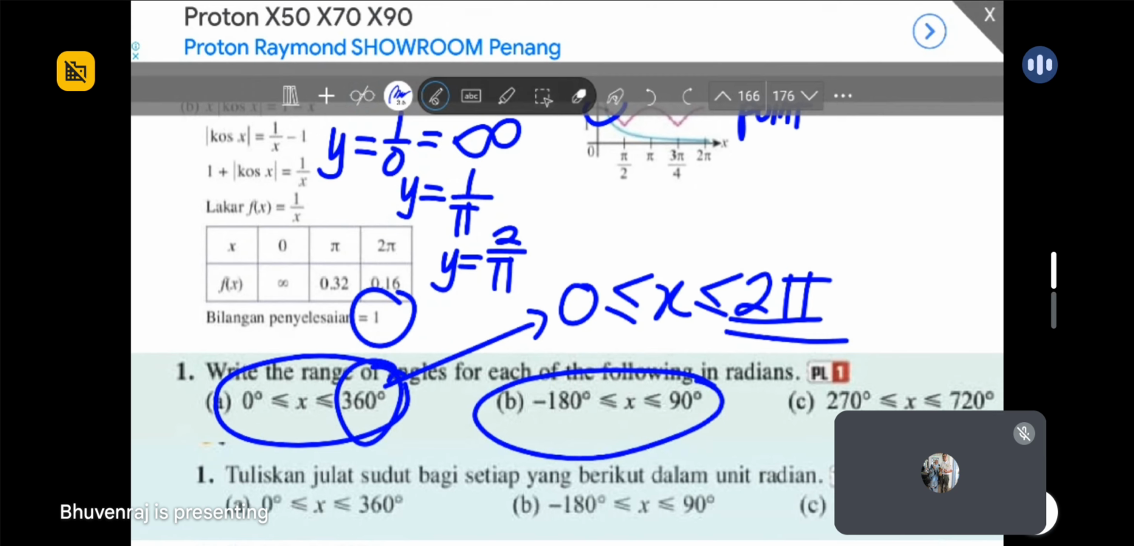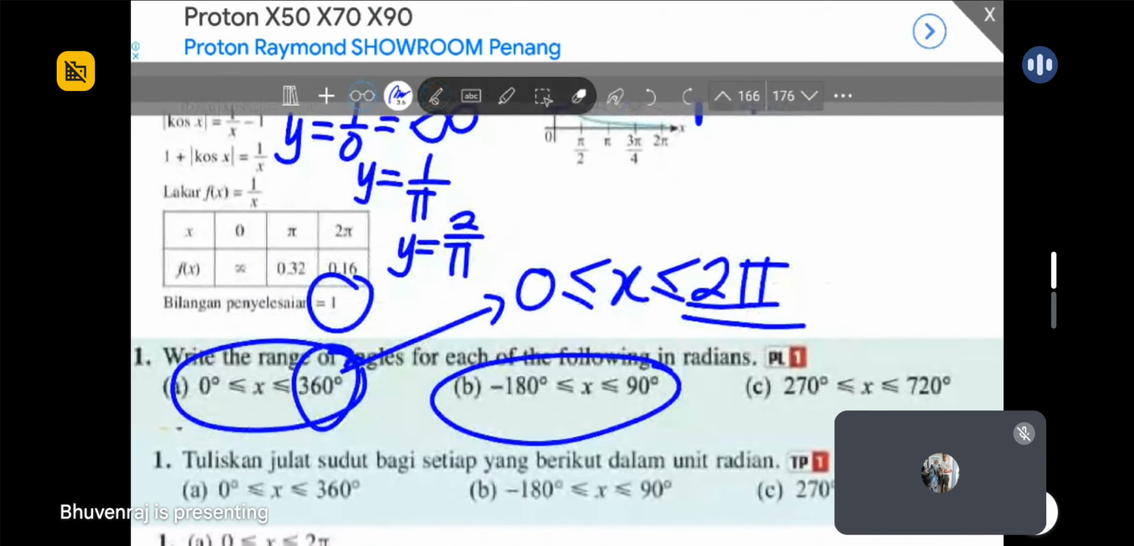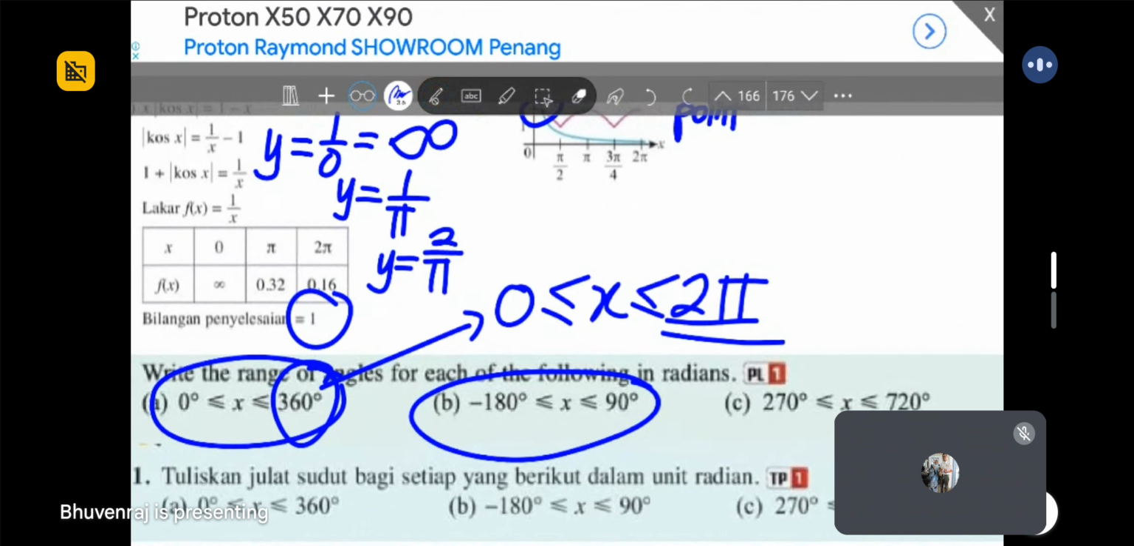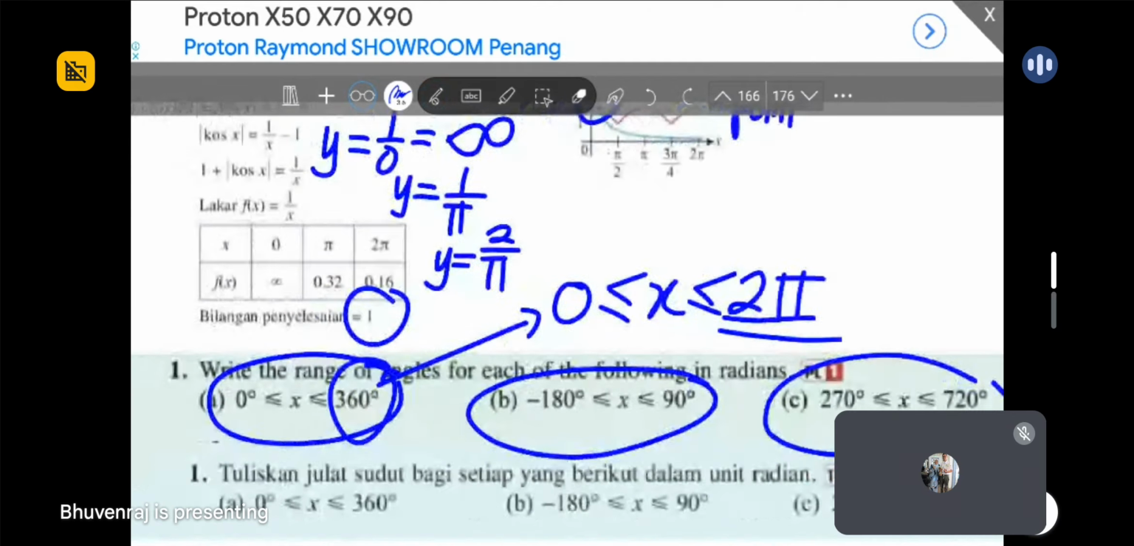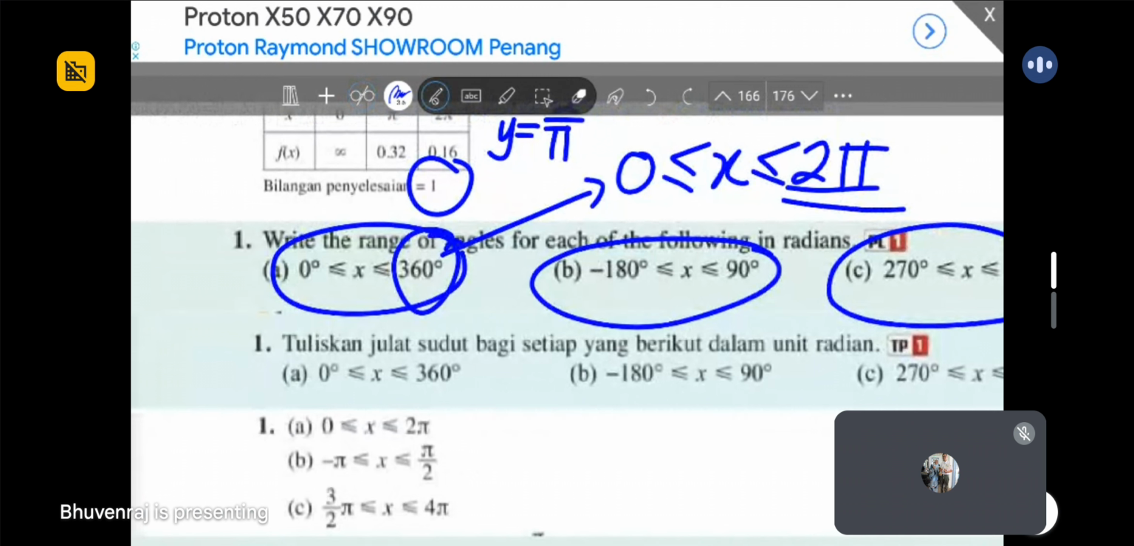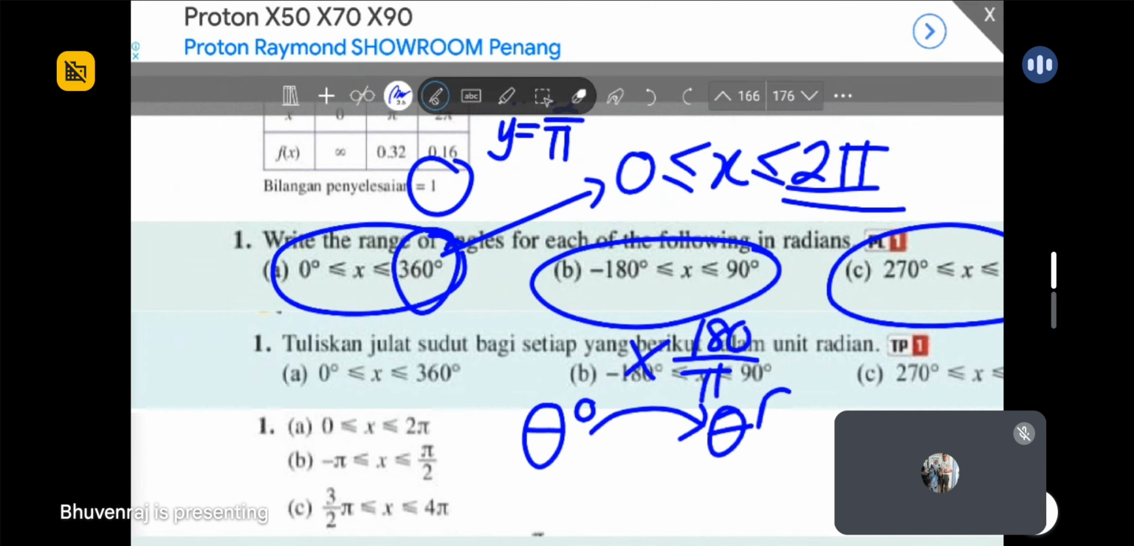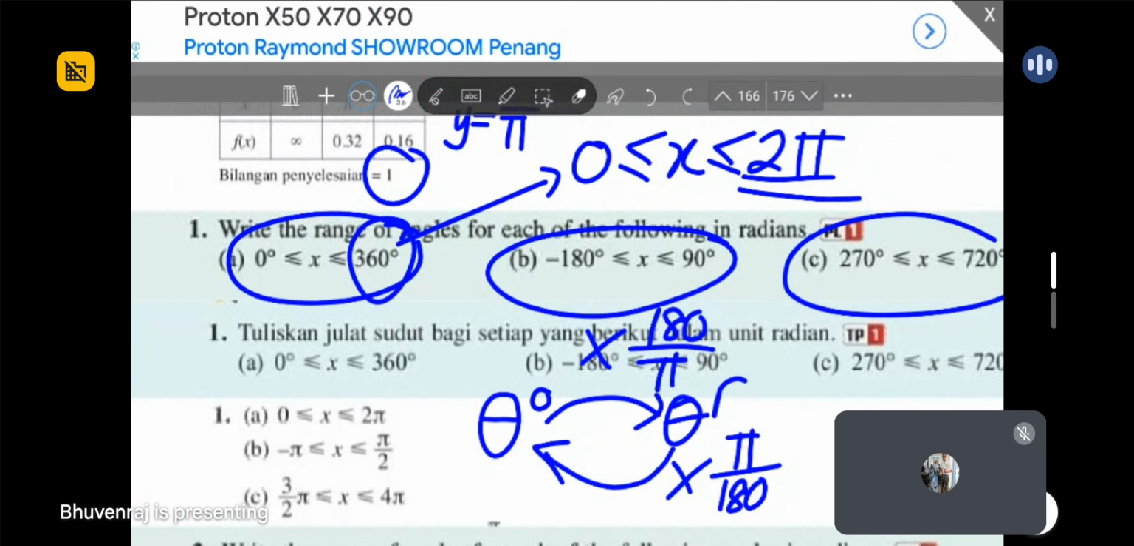And then B, same steps. Negative 180, negative pi. 90, pi over 2. 270, 3 over 2 pi. 720, 4 pi. So this is basically an exercise to see whether you can convert degrees to radians. Remember, when converting degrees to radians, it is always times pi over 180, and the reverse, radians to degrees, is times 180 over pi. Ini penukaran dia. This is the concept, so you'll get the answer. This kind of question usually isn't asked, but it's just a revision from your circular measure. Ulang kaji dari bab sukatan membulat.